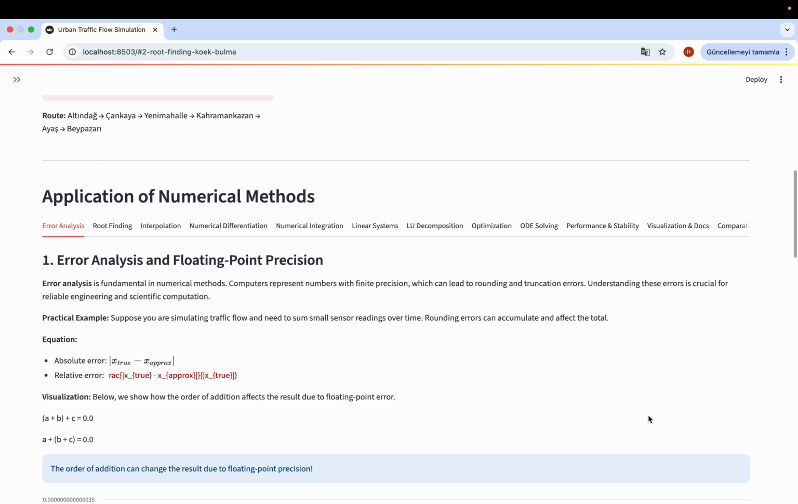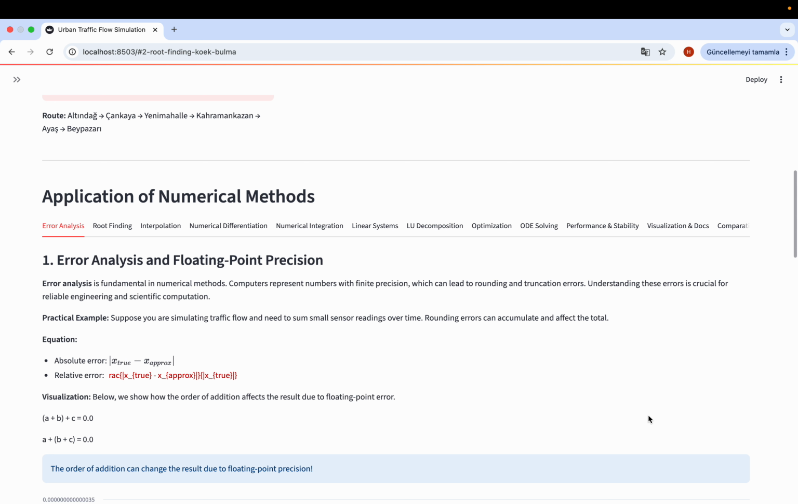Let's begin with the foundation: floating point numbers. Computers represent real numbers using a finite number of bits. As a result, operations like addition and subtraction are prone to tiny rounding errors. For example, adding 1e16 plus 1 minus 1e16 might give 0 instead of 1. This is a classic case of catastrophic cancellation.